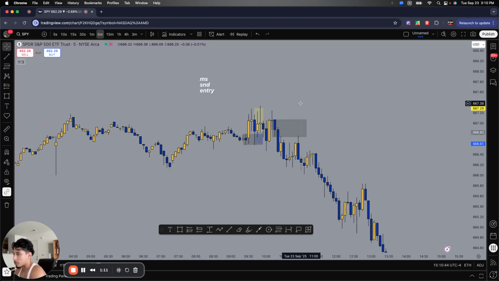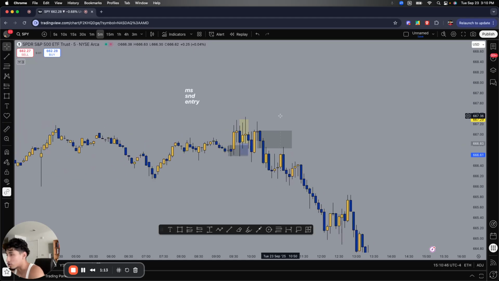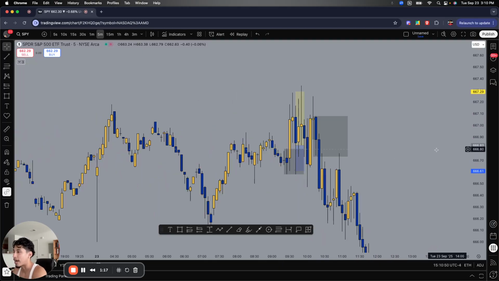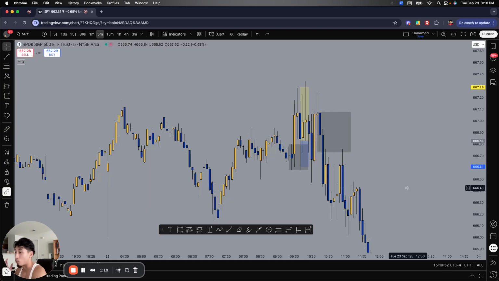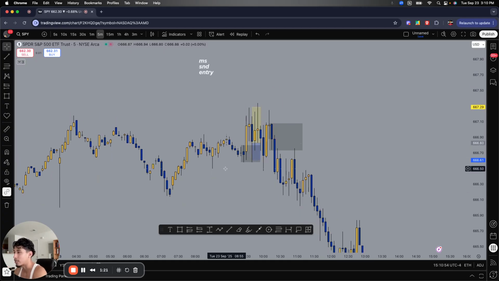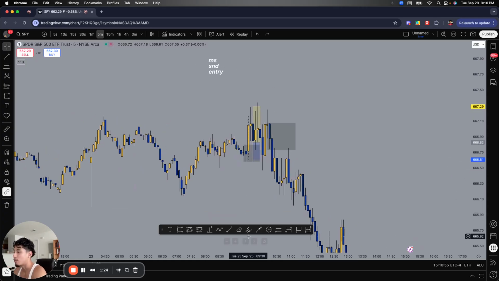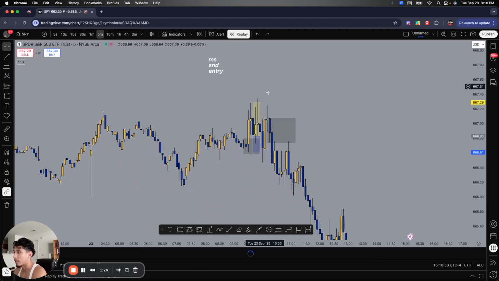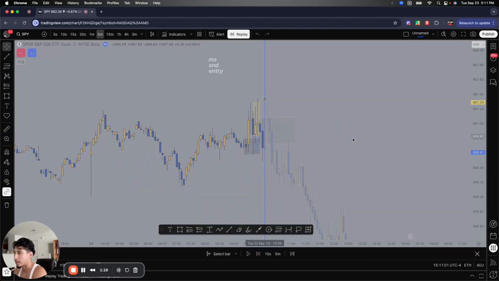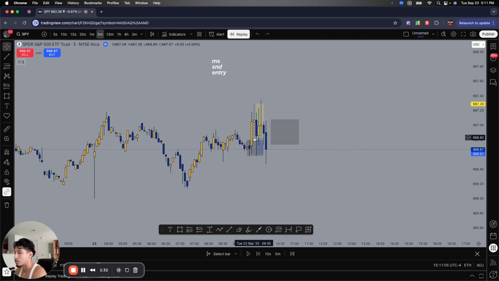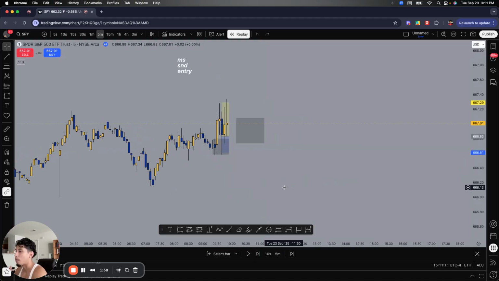Okay, so first things first. The first thing that I look for is market structure. What does that mean? That means that I have to identify where and in what direction the market is going at this current moment. Obviously we're downtrending at this point, but let's replay this a little bit further back. Right here, as you can see, the market is bullish, okay?